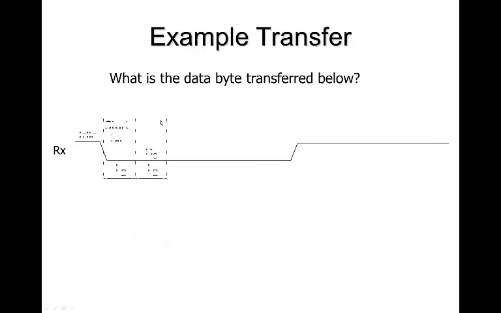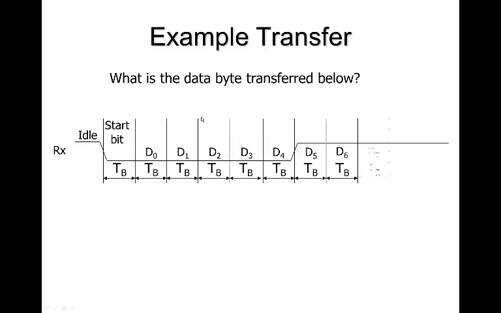So if we go through an example here, if we had this setup, what's the value that's being transmitted? D7 here is the most significant bit. So in hexadecimal, 1110 is E, and then 0000 is 0, so this is E0.